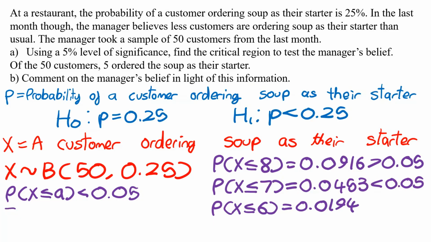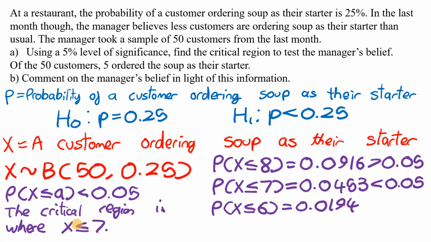So therefore, the critical region is where x is less than or equal to 7. Where x is less than or equal to 7, this is where the probability is less than 0.05, and this is where we reject the null hypothesis and we accept the alternative hypothesis.